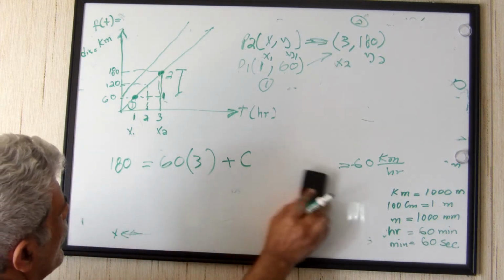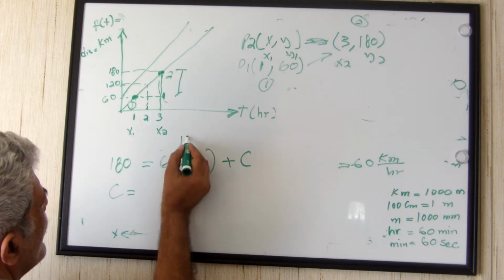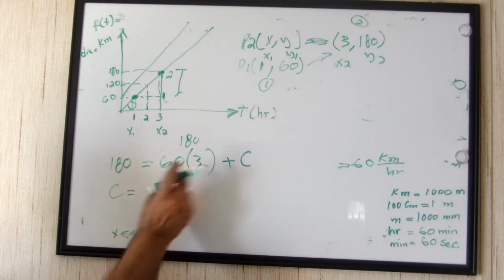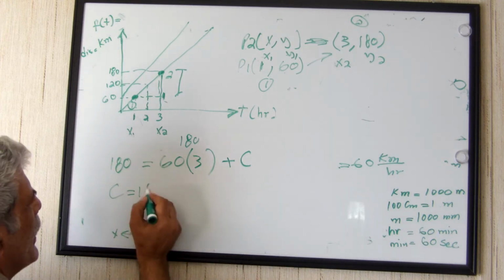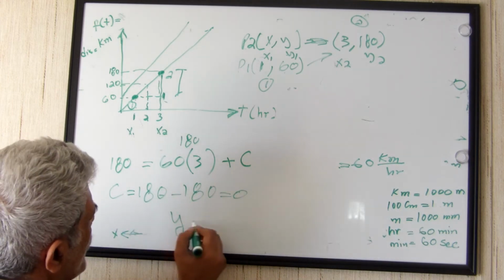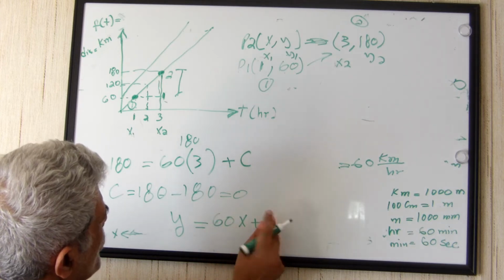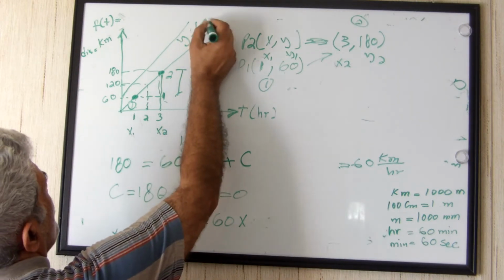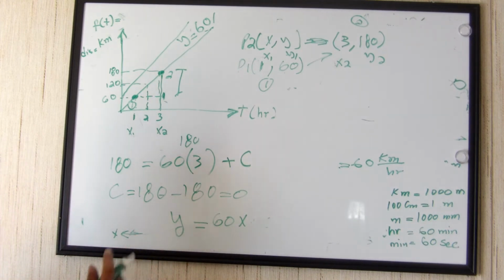So let's finish this one. c is equal to this 180, and this is going to go this way. We keep this one on one side, and the other one goes here, 180 minus 180. It's going to be 0. So the equation is going to be y equals 60x plus 0, which we don't write, so 60x. So the equation of this line is y is equal to 60x.